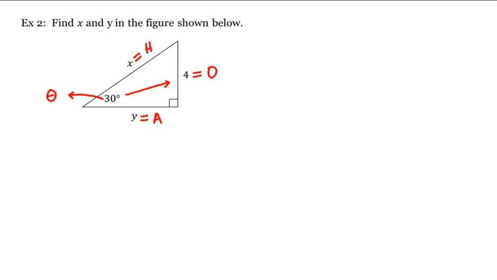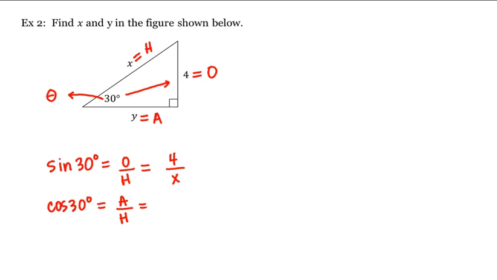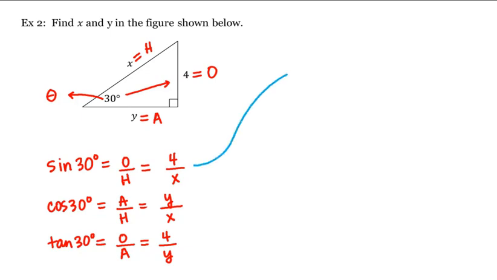So by what we just learned, the sine of theta, or the sine of 30 degrees, is equal to opposite over hypotenuse, which is equal to 4 divided by x. The cosine of theta, or the cosine of 30 degrees, is equal to adjacent divided by hypotenuse, which is equal to y divided by x. And the tangent of 30 degrees is equal to opposite divided by adjacent, which is equal to 4 divided by y.